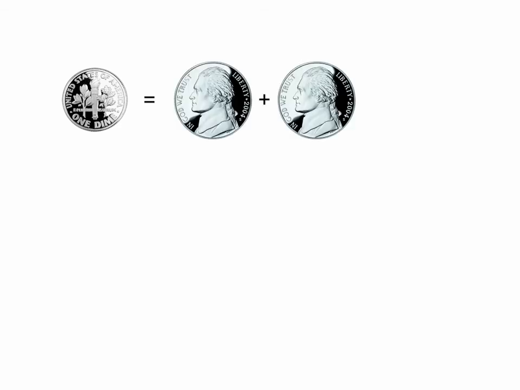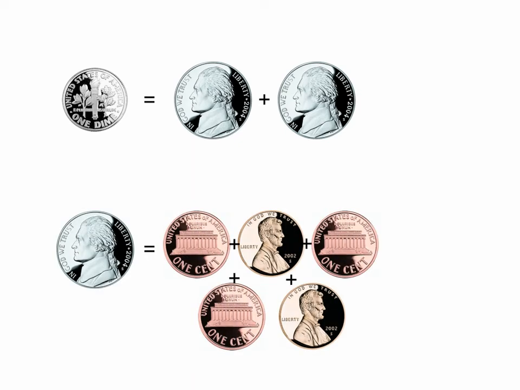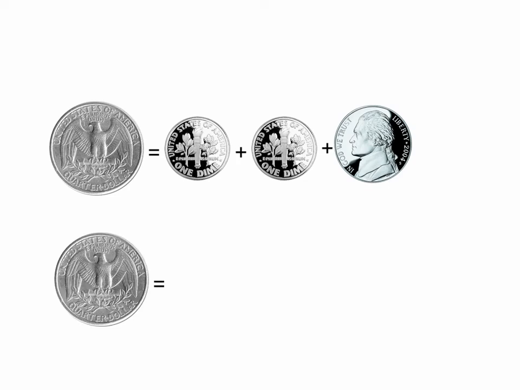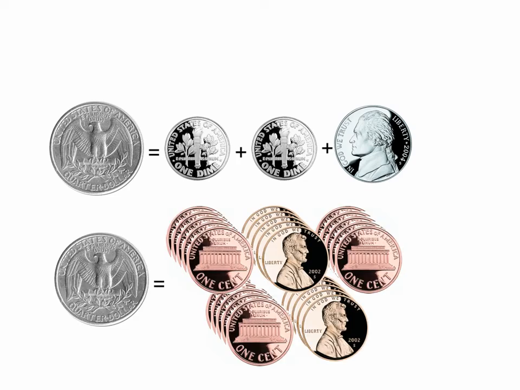Might be helpful to use the analogy of money, because when you're making change, you have to think about what each piece of money is worth. A dime is the same thing as 2 nickels. And when you're making change, that's very handy to remember. A nickel is the same as 5 pennies. Quarters can be thought of several different ways. A quarter can be 2 dimes plus a nickel, or it can be 25 pennies, or it could be combinations of pennies, nickels, dimes.